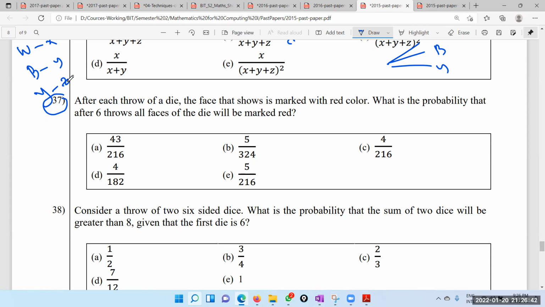After each throw of a die, the face that shows is marked with red color.